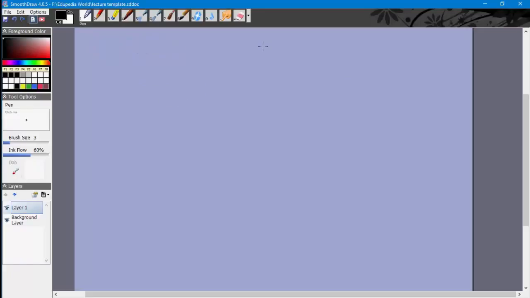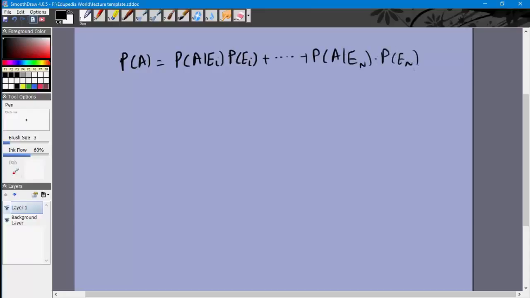It's a mistake. I seem to have run out of undos, so I'll just write it again. The theorem on total probability basically said P(A) is equal to P(A|E1) P(E1) plus ... plus P(A|En) P(En).